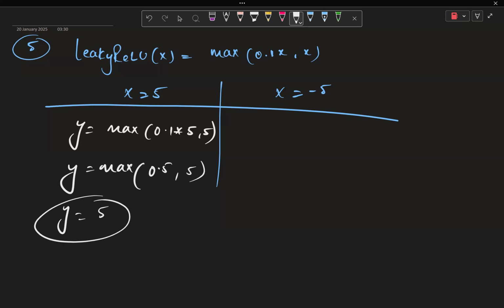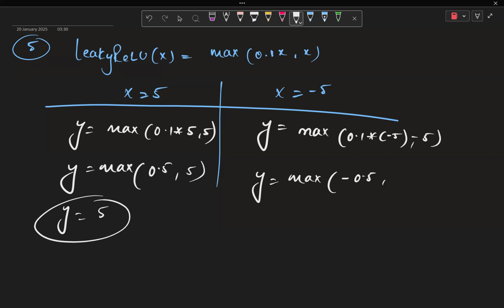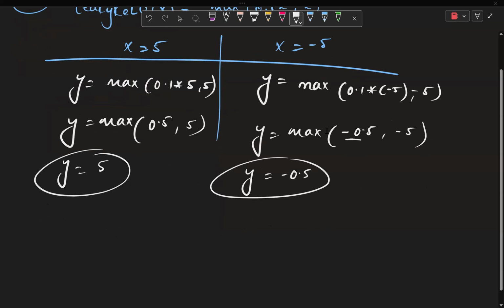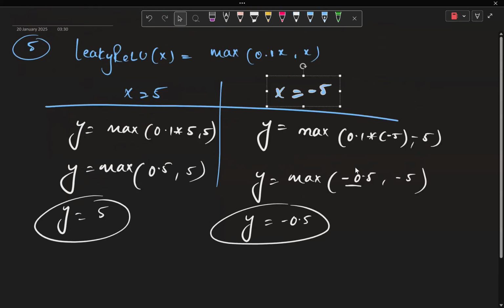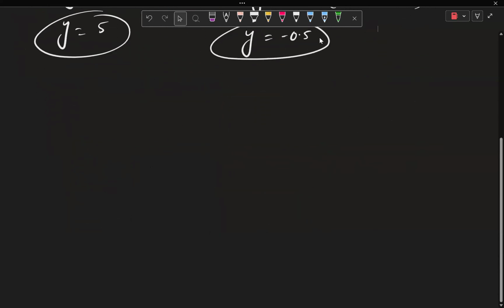So in the positive case there is no problem. Whatever value of x you take, that is the value of y also. But let's see the negative part. Maximum of 0.1 multiplied by minus 5 comma minus 5. This is minus 0.5, and this is still minus 5. Which is maximum here? The bigger the number in the negative, the smaller it actually is. So minus 0.5 is my maximum number. You see, your y is also changing. For every negative value of x, your y is changing. Yes, it is changing by a very small amount, but still it is changing. It is called leaky ReLU. In the previous case, for every negative value of x, your y became 0.